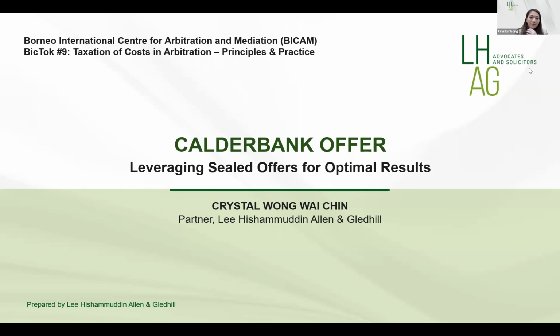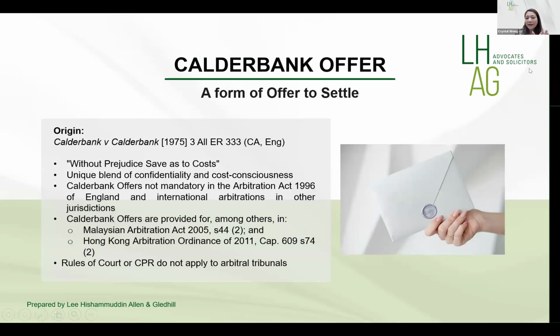Starting first, slide 1 itself, where we talk about the Calderbank offer. Many of us heard about this when we were studying because it originated from English litigation, the case of Calderbank against Calderbank 1975. And this offer provides parties with a discrete avenue for settlement negotiation. And how does it work? It's under the veil of without prejudice, save as to costs. And the unique blend of confidentiality and cost consciousness sets the Calderbank offer apart from other tools and makes it a potent tool, I would say, in arbitration itself, where parties will focus their minds.